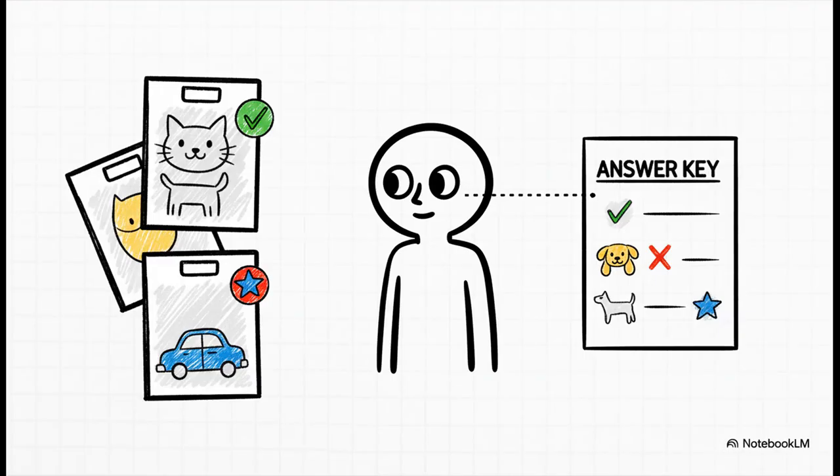So the key thing here is that this teacher gives the model a whole bunch of data that's already labeled with the correct answers. It's kind of like giving a student a practice test that already has the answer key in the back. The model makes a guess, checks the key, and learns from its mistakes. Now, the catch, of course, is that someone has to create that amazing answer key, and that can take a ton of time and money.